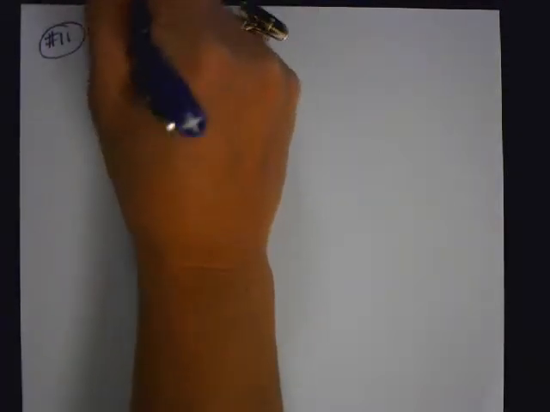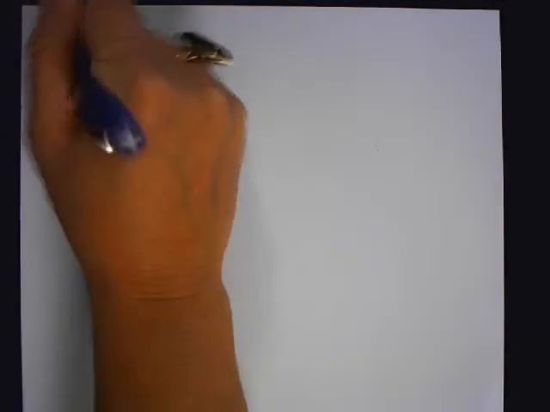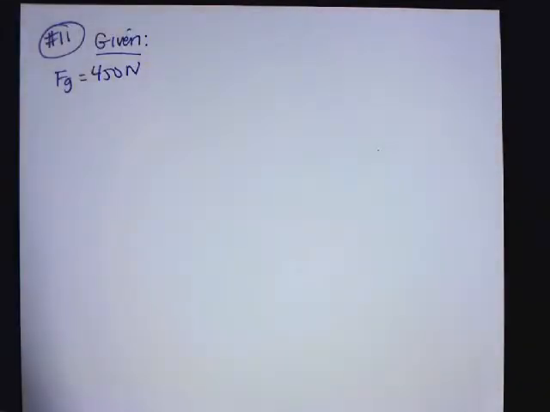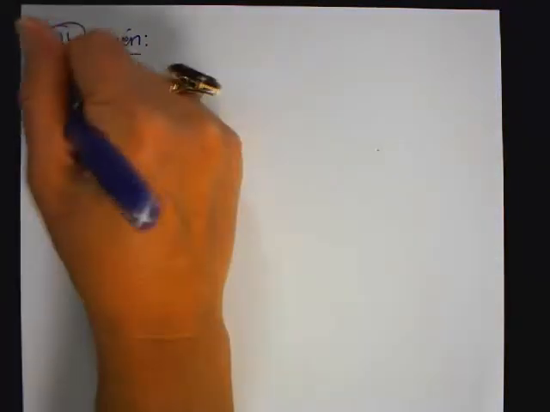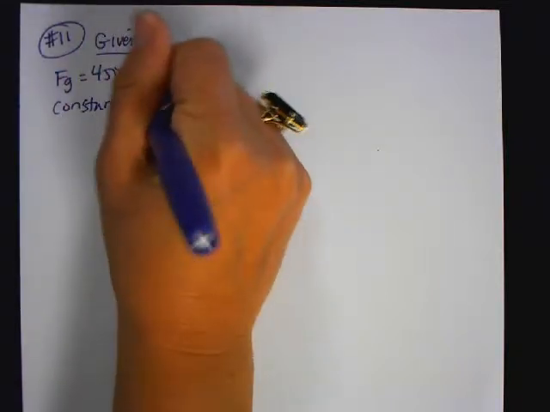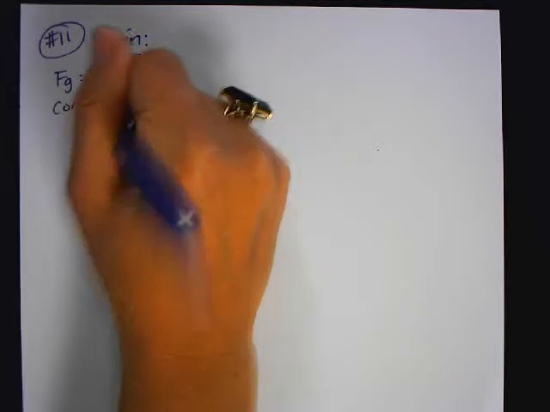Okay, so we're going to do number 11 on the back of the review sheet. It says a box weighing 450 newtons, so we're given that the weight is equal to 450 newtons. It's pulled along on a level floor at a constant speed. So constant speed, we're going to write that down because that means the acceleration is 0.